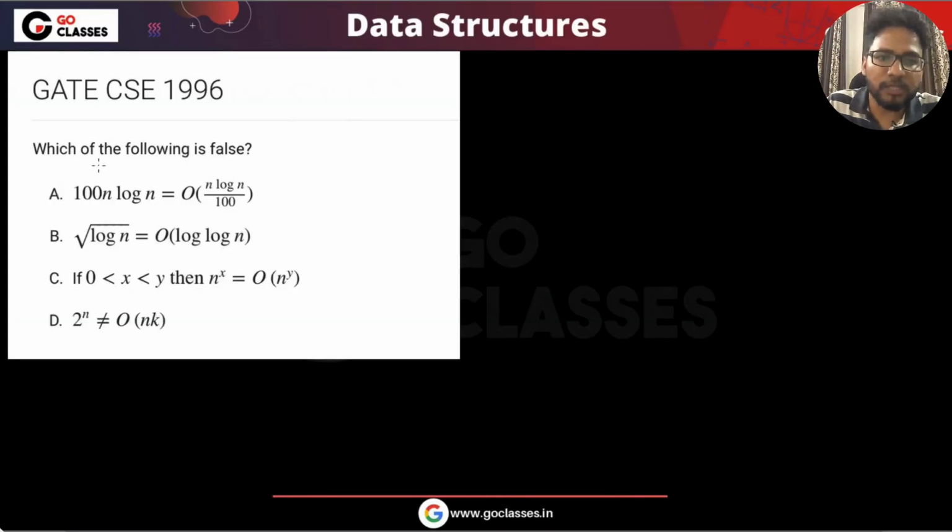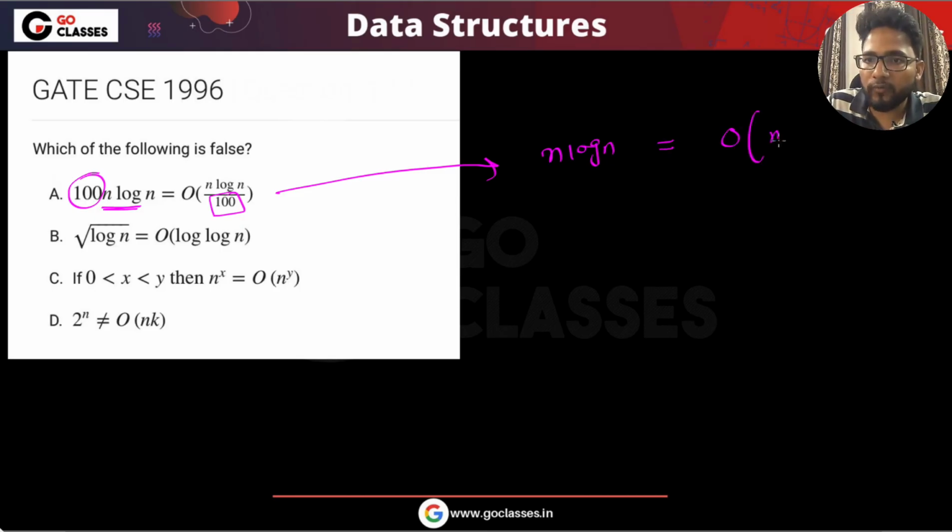In this question, they are saying which of the following is false, right? They are asking about the false option. See, this is just a constant, so you can ignore it. It is n log n, and this is 100, which is just a constant multiplied or divided by some constant, so you can also ignore it. So this is as good as saying n log n is equal to order of n log n.